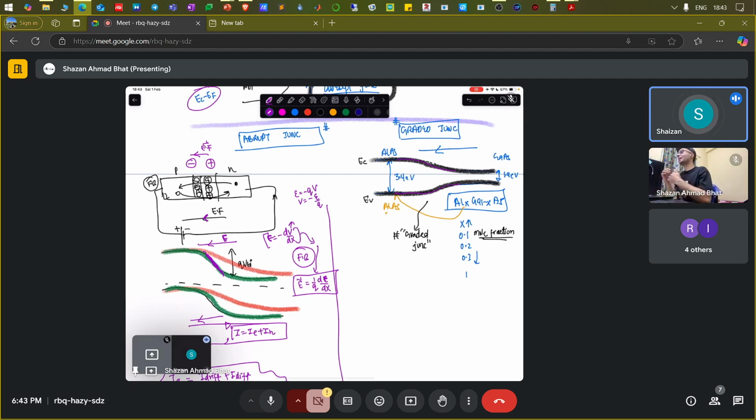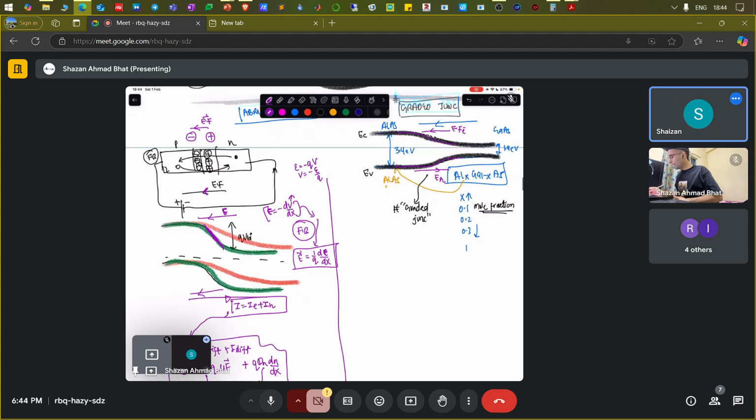They have these opposite bendings in the conduction and the valence band. So what happens because of it? At the top, for the electron, the electric field is in this direction, and at the bottom, the electric field is in this direction. This is the electric field for electrons, this is the electric field for holes.